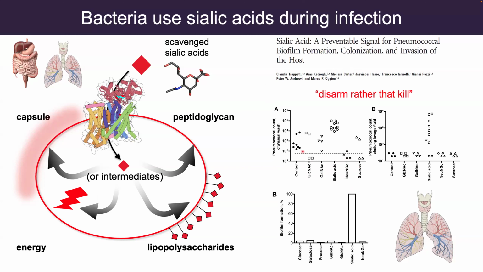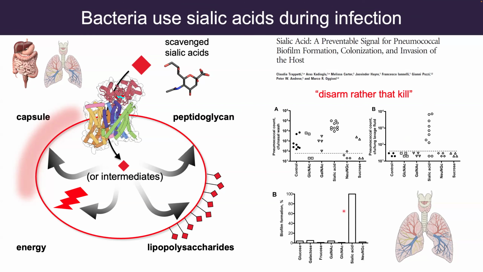And if you add a little bit of these molecules into the nasal passages of these rats, then you can see that only with sialic acid do you get a really strong pneumococcal response to that. So that means that sialic acid is able to colonize at least the mucosal surface. If they then looked at the lungs, what they found was only when sialic acid was added to the rats that you found a significant amount of Streptococcus pneumoniae in the lungs.